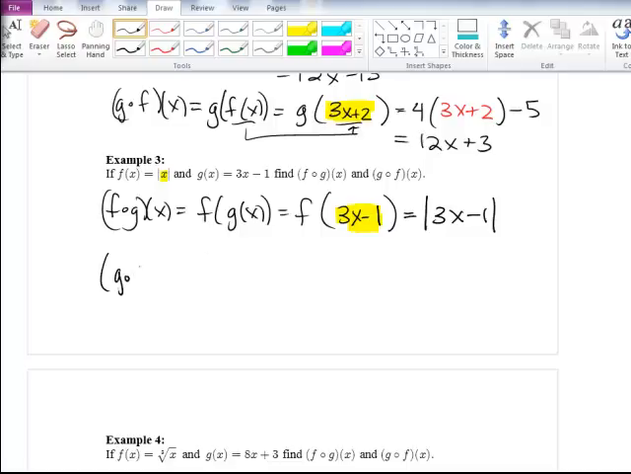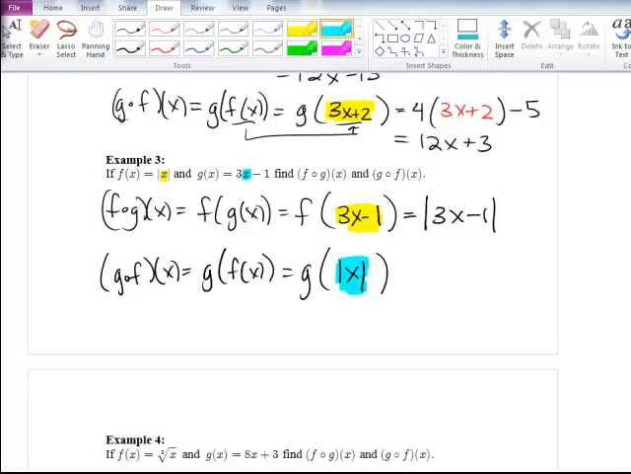Then g circle f has g on the outside, f on the inside. Work your way from the inside out, so replace f of x, which is absolute value of x. And now take that as the input for g. So here we're taking this expression and putting it into the function g, where the input is. So we keep the 3, but now we put times the absolute value of x, minus 1.